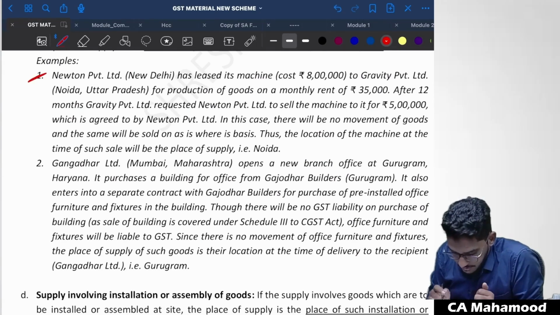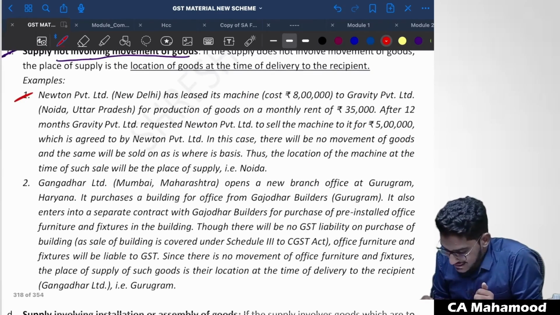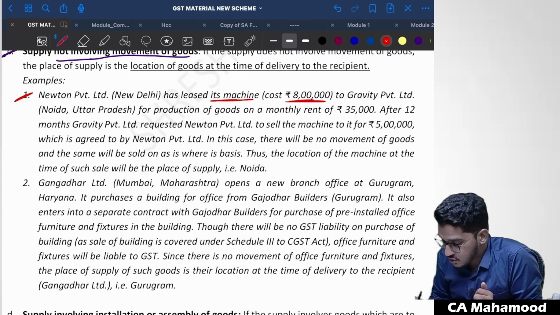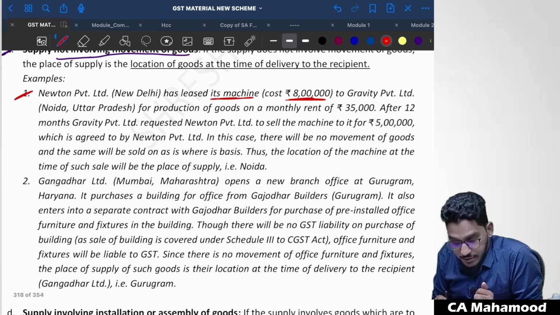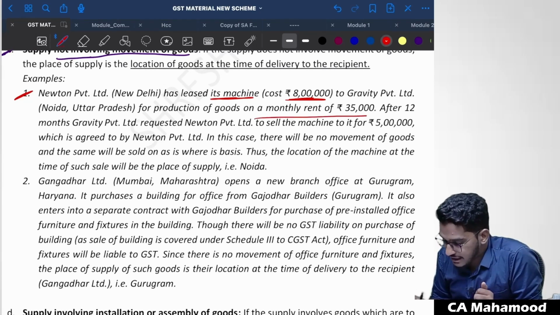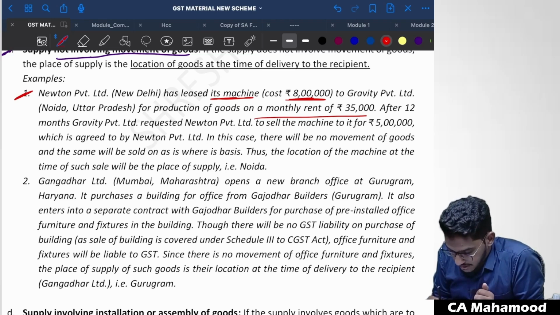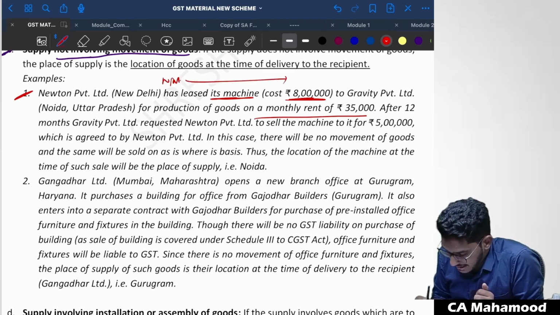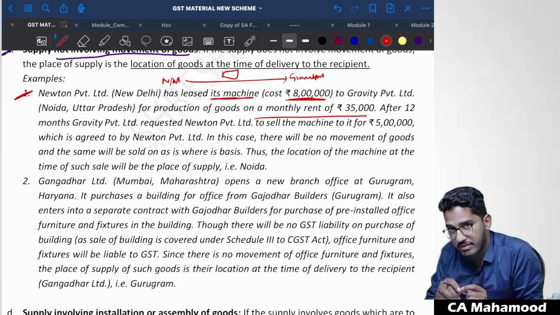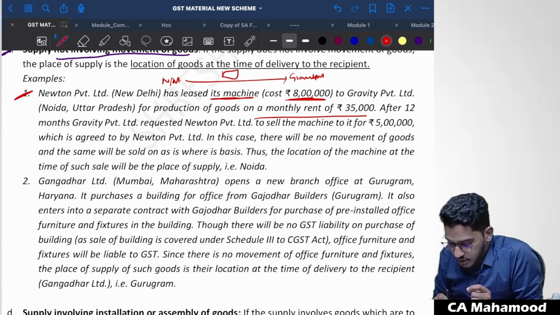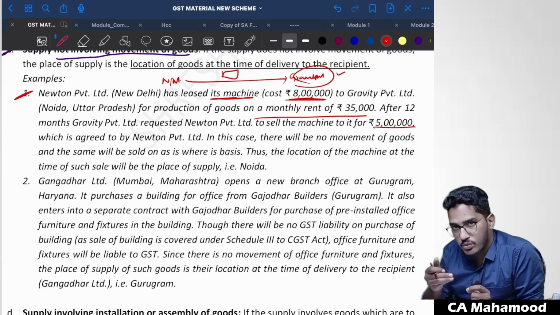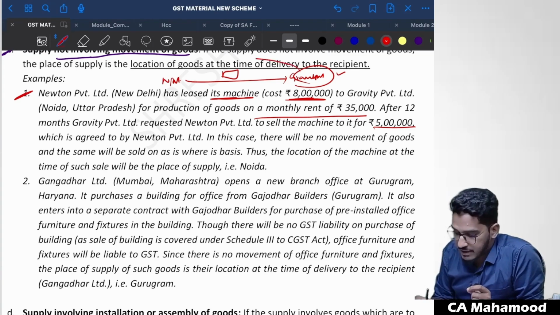Okay, see here. Newton Private Limited has leased its machine costing 8 lakh rupees to Gravity Private Limited, Noida, Uttar Pradesh, for production of goods on a monthly rent of 35,000. So there is a person, Newton Private Limited. This company has given one machine on rent to another entity, Gravity Private Limited. After 12 months, Gravity Limited requested Newton Private Limited to sell the machine for 5 lakh rupees. After renting it for 12 months, they said, sir, we no longer want to use this machinery on rent. You please sell it to us. We will give you 5 lakh rupees.